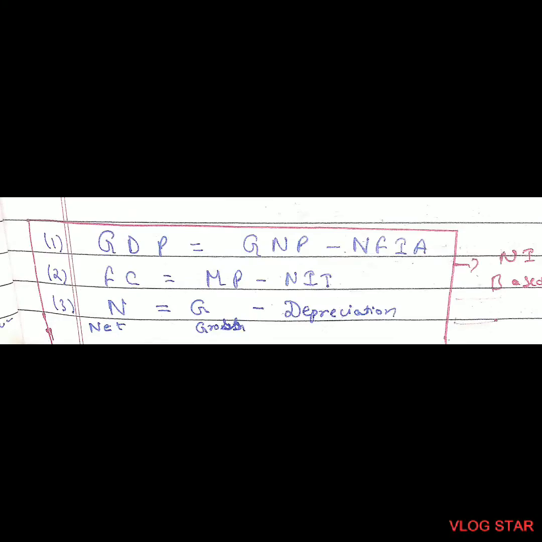So national income is based on these three formulas. Take a note of them. First one, GDP is equal to GNP minus NFIA. Second, factor cost FC is equal to MP minus NIT. Third one, net is equal to gross minus depreciation.